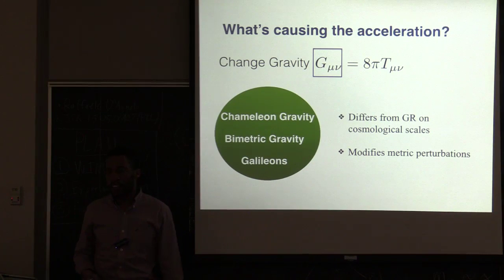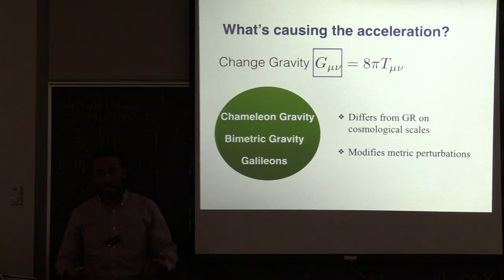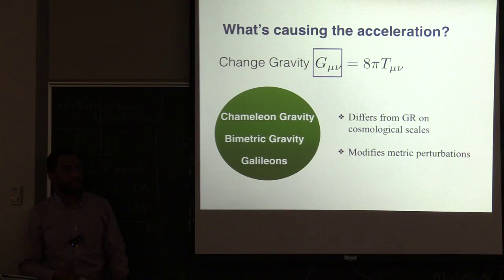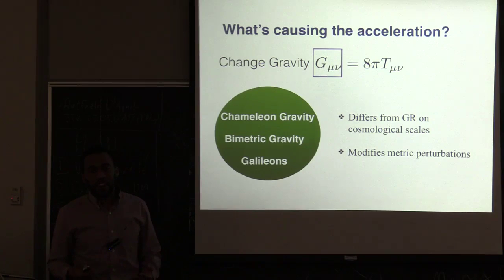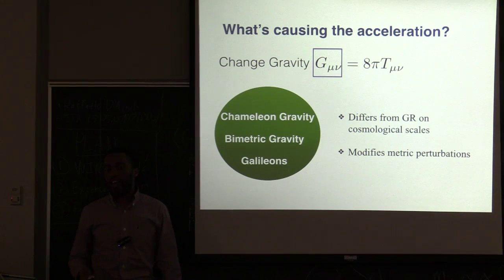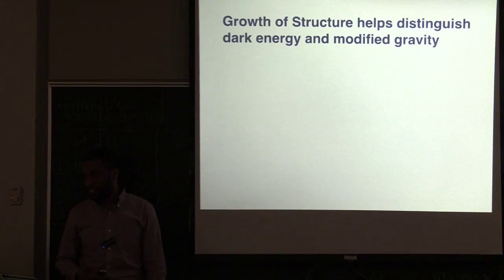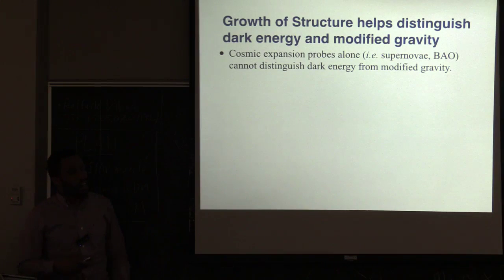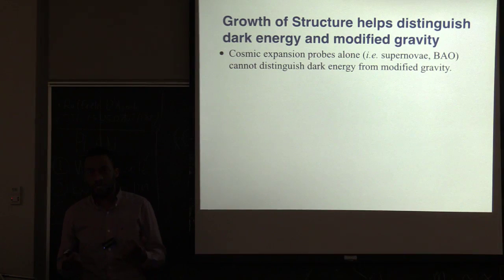There's also barometric gravity, which is a type of massive gravity. And then, of course, there are many others, including Galileans and many that I wouldn't be able to fit on this page if I listed all of them. But the idea is that they vary from GR on large scales, and they also modify perturbations, which determine the large-scale structure today. So can we use large-scale structure surveys to tell which phenomenon is the case? Is it dark energy or modified gravity?